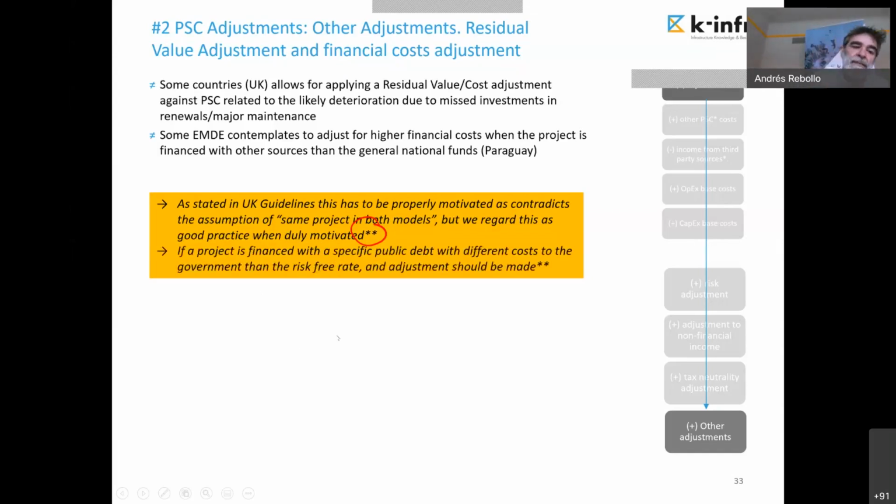And the other one that is mentioned in some guidelines is pretty logical. Listen, if you have a specific debt in the PSC with a higher cost than the government debt, because you are just financing with a dedicated loan with any bank, loan, or public debt negotiated by the government, but typically it is going to be higher than the overall debt of the government, the general bonds of the government or whatever. So you need to put this extra cost there. Okay.